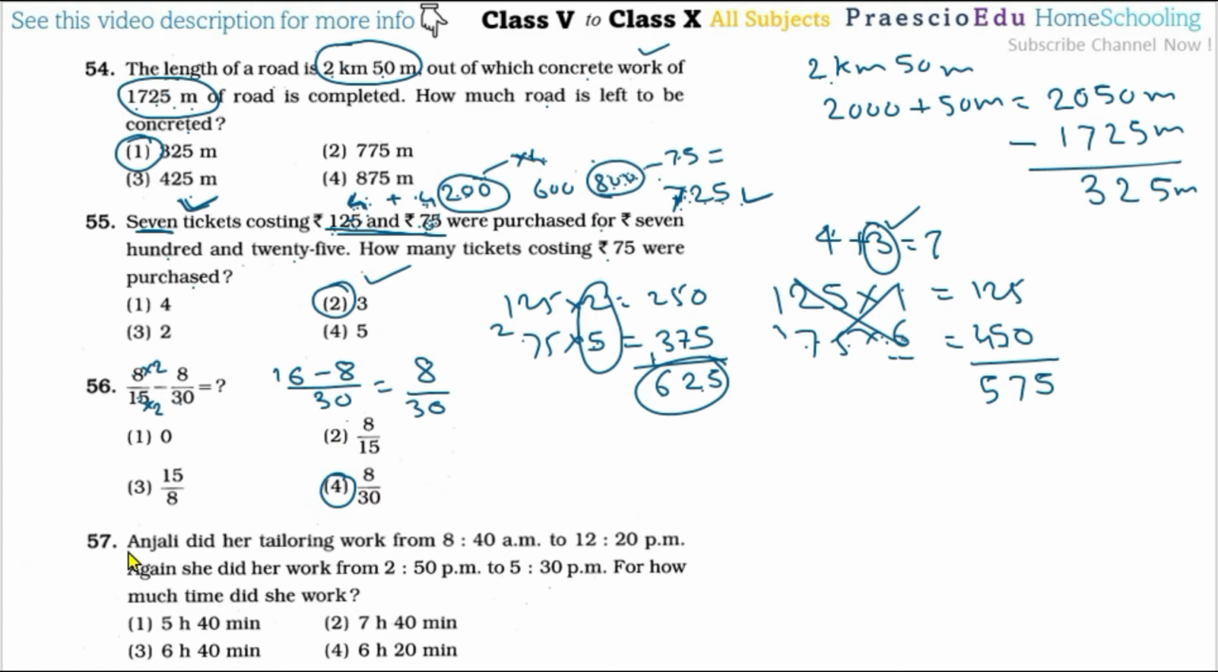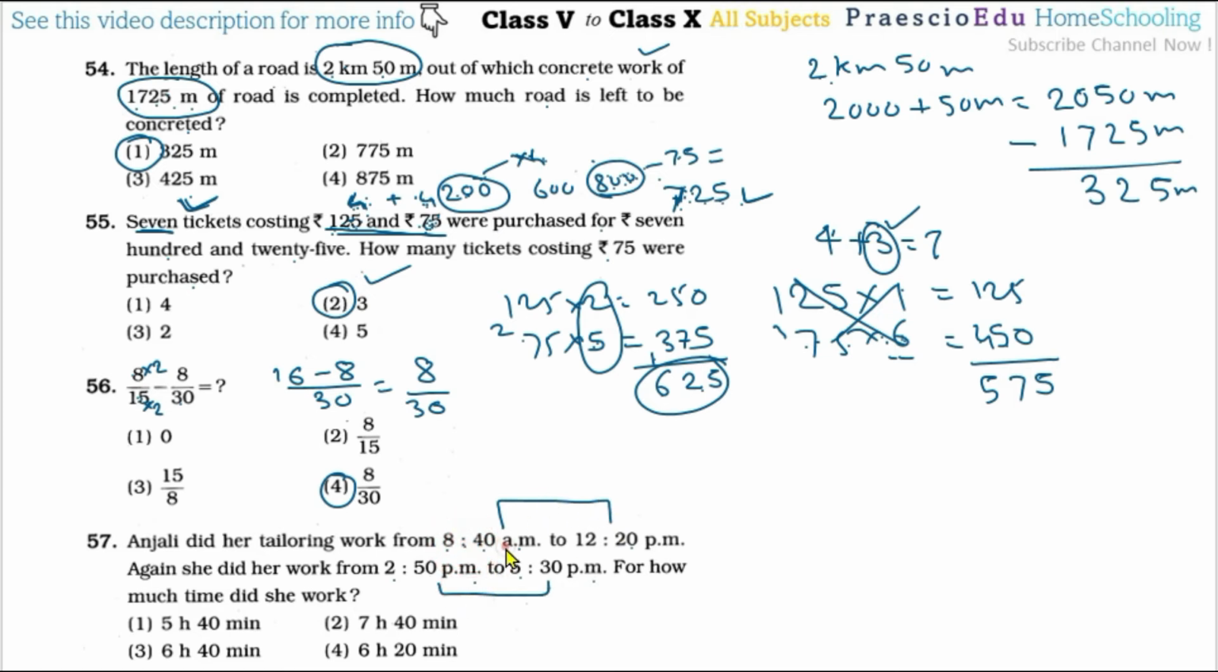Now question number 57. Anjali did her tailoring work from 8:40 am to 12:20 pm. Again she did her work from 2:50 pm to 5:30 pm. For how much time did she work? Now first of all, we will calculate the complete time duration difference, and then after this another time duration, and then we will add both of them.